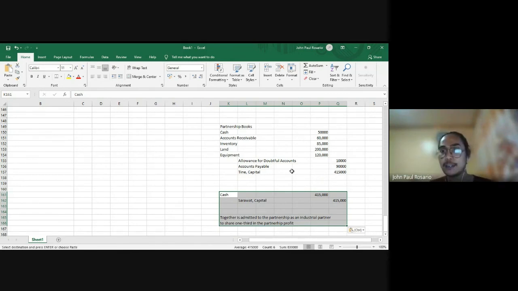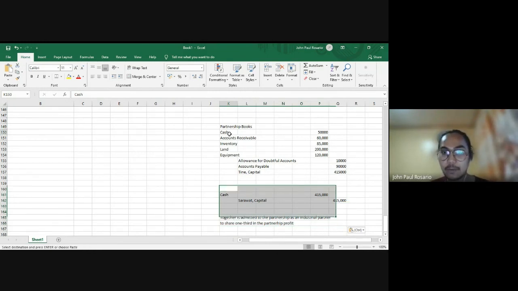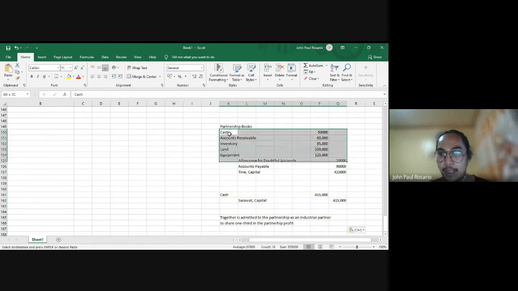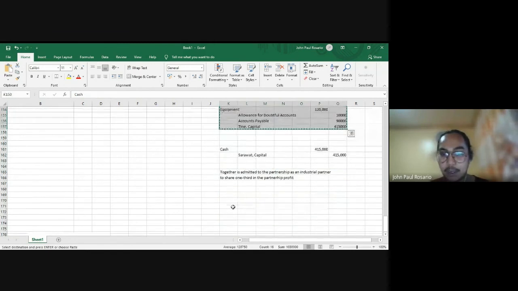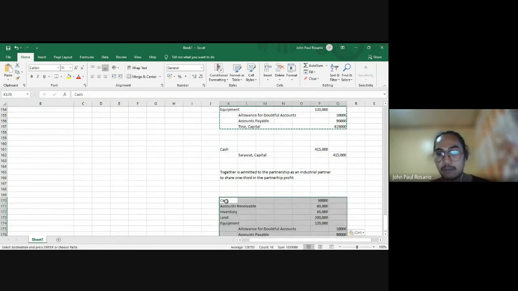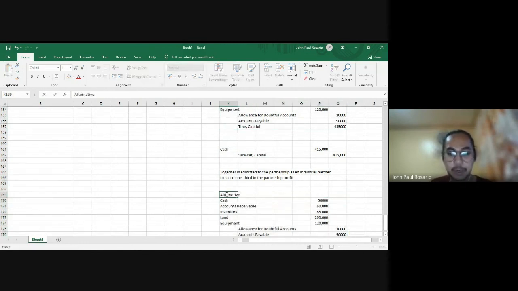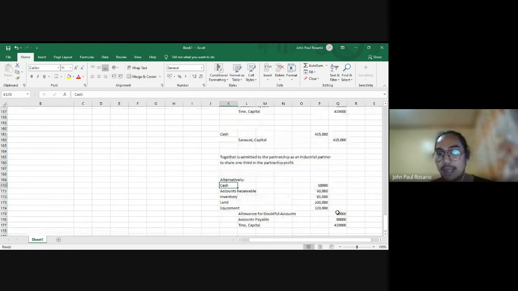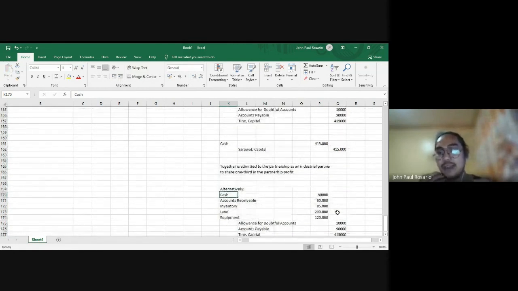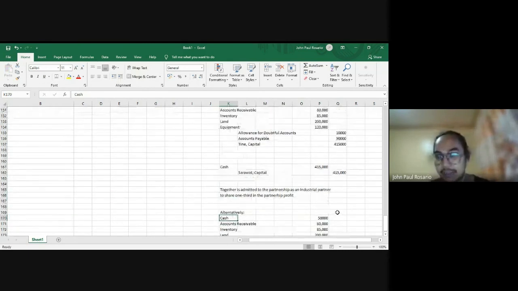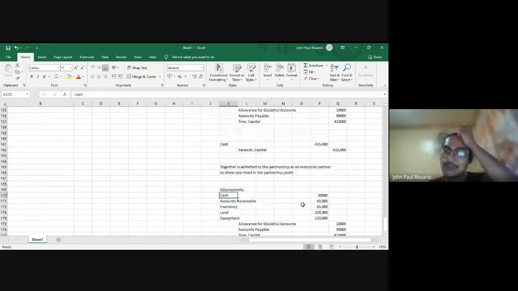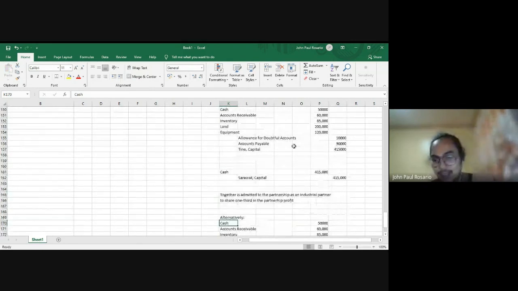So alternatively, just like what we did in the first scenario wherein Tan and Sarawat were new to the business and before they decided to form a partnership, alternatively, we can create the entry. We can record a compound entry, the compound entry from earlier. We can combine these two entries, no?